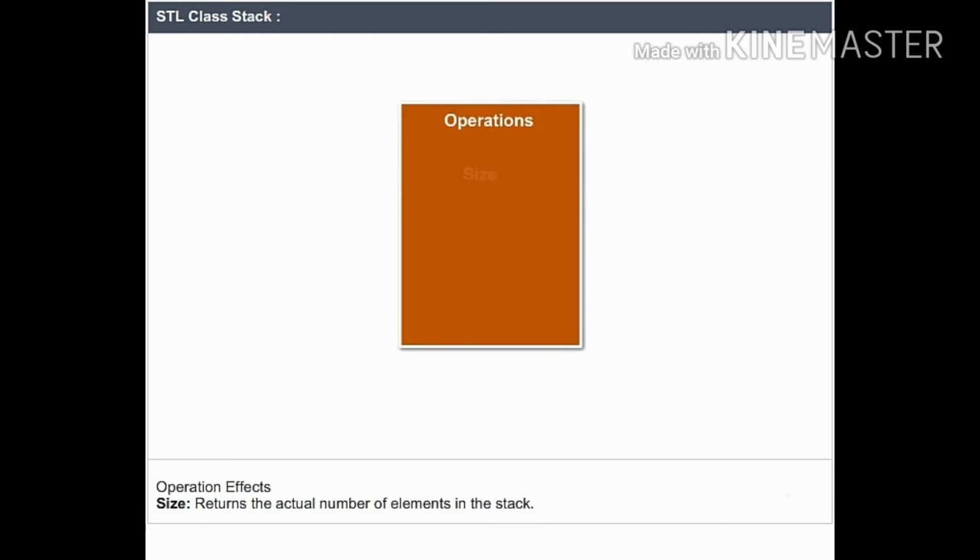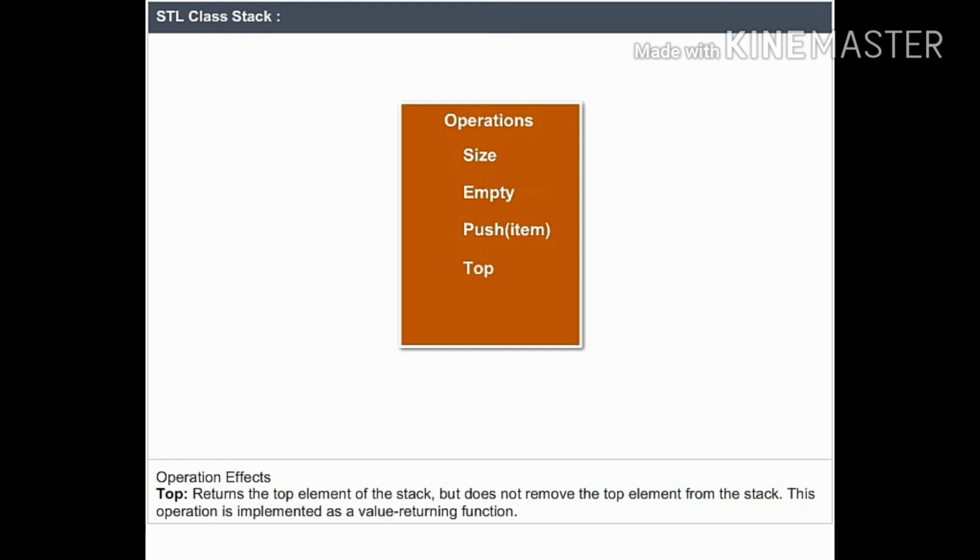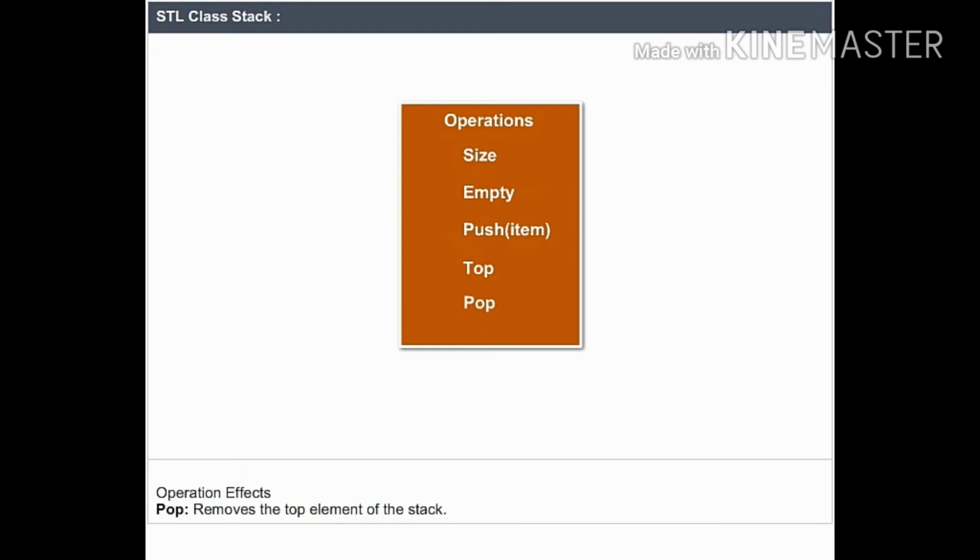Operation effects. Size returns the actual number of elements in the stack. Empty returns true if the stack is empty and false otherwise. Push(item) inserts a copy of item into the stack. Top returns the top element of the stack but does not remove the top element from the stack. This operation is implemented as a value returning function. Pop removes the top element of the stack. In addition to the operations size, empty, push, top, and pop, the stack container class provides relational operators to compare 2 stacks.